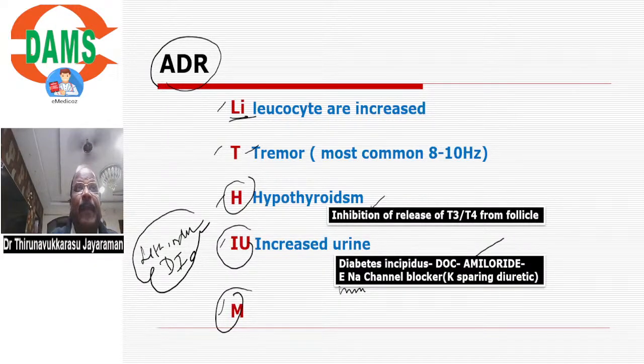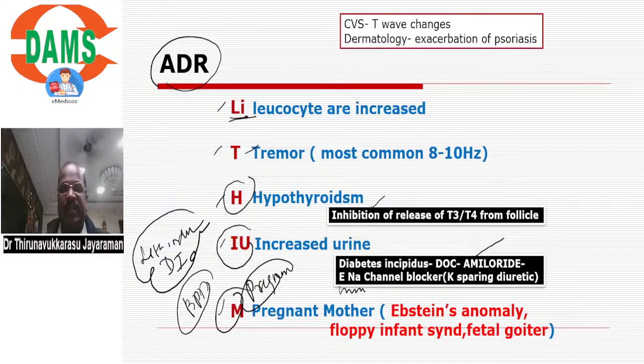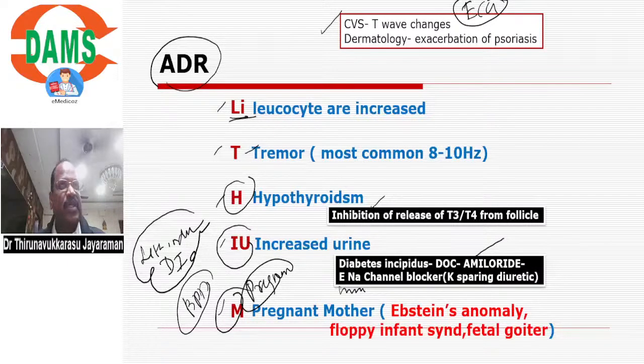M: pregnant mother. In pregnant mother, for treating bipolar, if we give lithium, it causes teratogenicity. The baby is born with Ebstein anomaly, that is a cardiac problem, muscle weakness, floppy infant syndrome, and fetal hypothyroidism. And two other important adverse effects: lithium also causes some ECG changes, some T wave changes in ECG, and also causes exacerbation of skin problem in psoriasis patients.